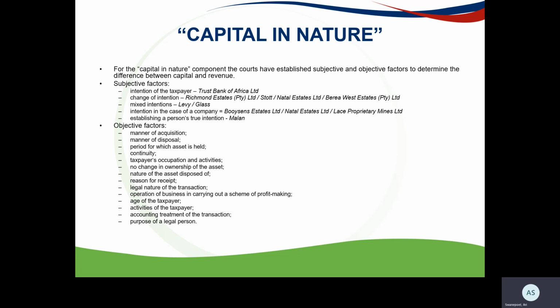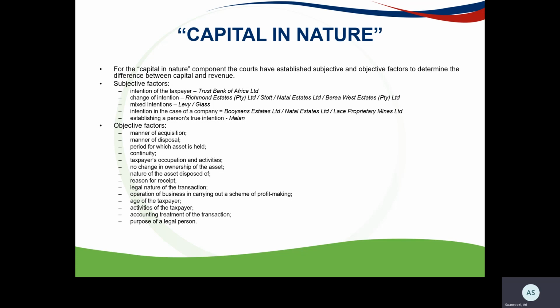Then capital in nature can be quite difficult to determine, whether it's capital or not. So there have been a couple of tests, or factors, that have been established, subjective and objective factors that must be taken into account to determine capital or revenue. The subjective factors will be looked at first, and those are the intention of the taxpayer, and in the case, there's the Trust Bank case, and whether there was a change in intention from capital to revenue.